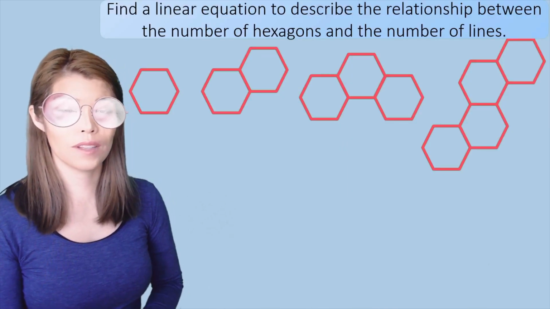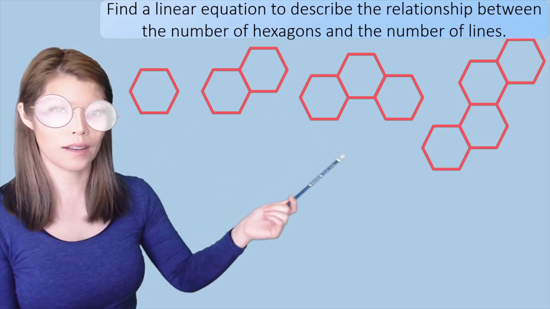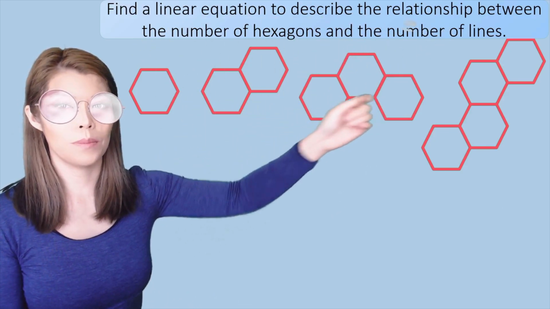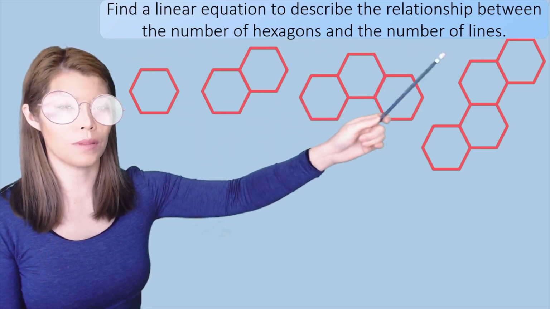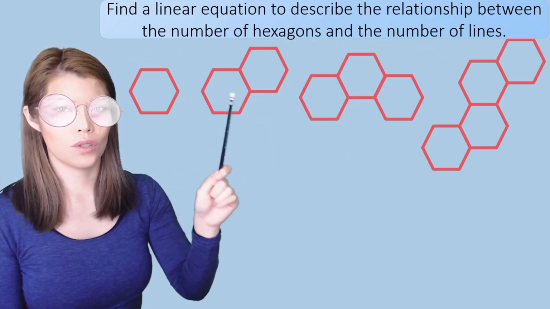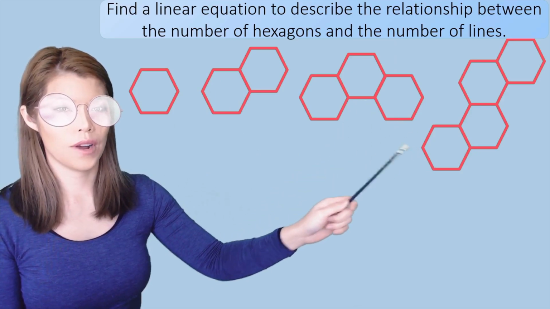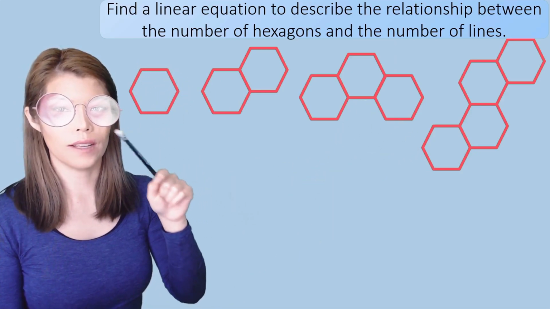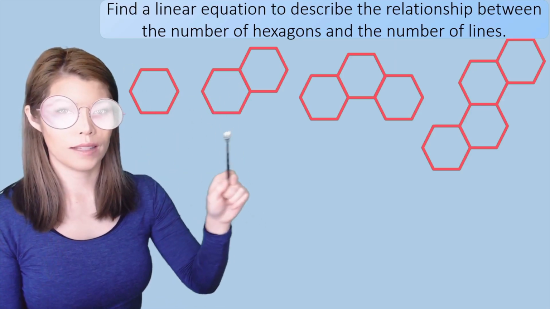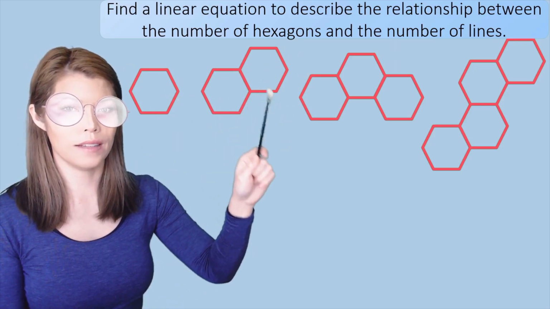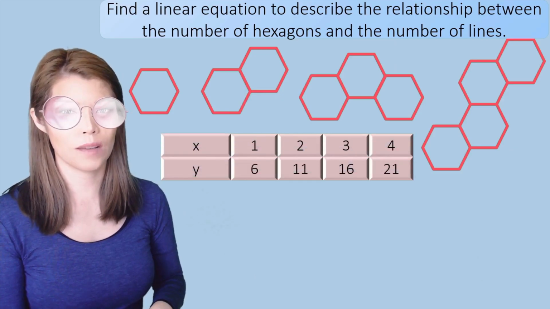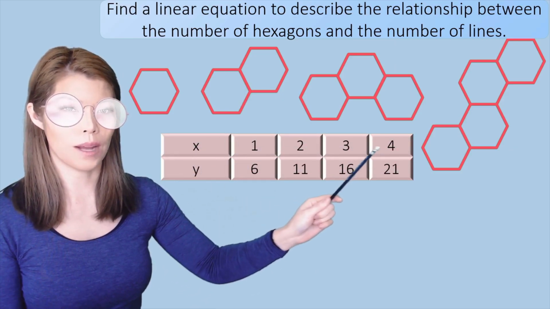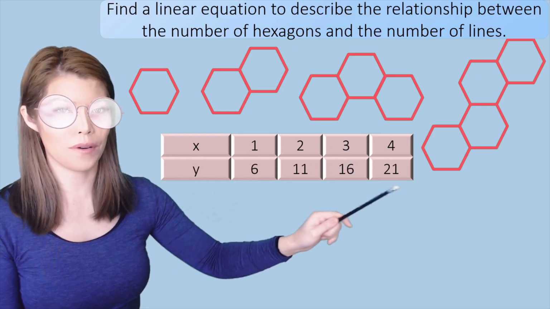I could also give you the same question in this format with patterns. Find a linear equation to describe the relationship between the number of hexagons and the number of lines. So 1 hexagon, 2 hexagons, 3 hexagons, 4 hexagons, etc. The number of lines here is 6, and the number of lines here is 11, etc. So we could write a table to make it easier to look at. x is now our number of shapes and y is the number of sides.